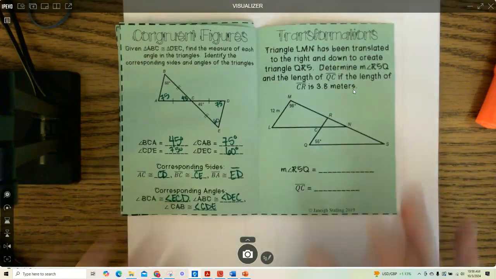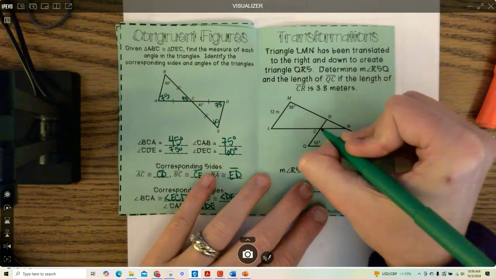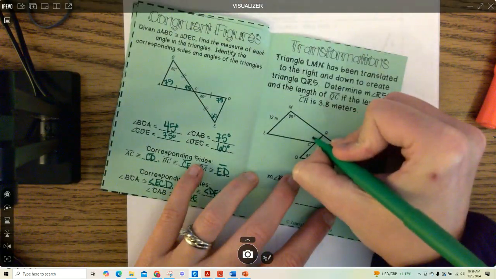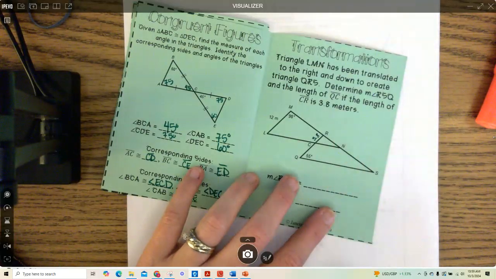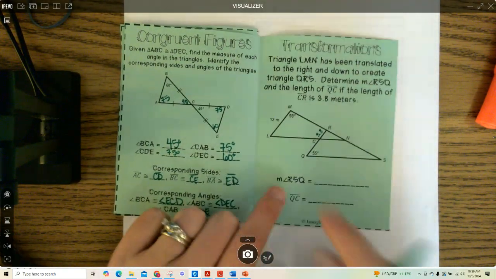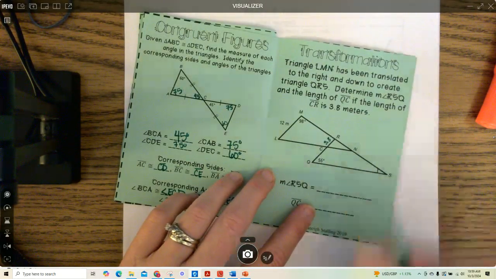All right, transformations. Triangle LMN has been translated to the right and down to create triangle QRS. Determine the measure of angle RSQ and the length of QC, if the length of CR, that's just this little piece here, is 3.8 meters. All right, so RSQ is this angle here.